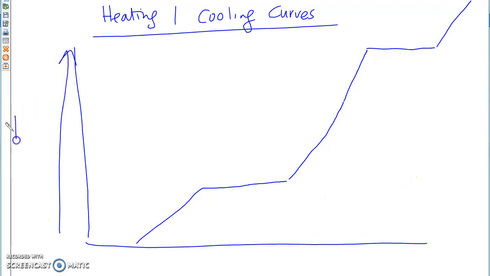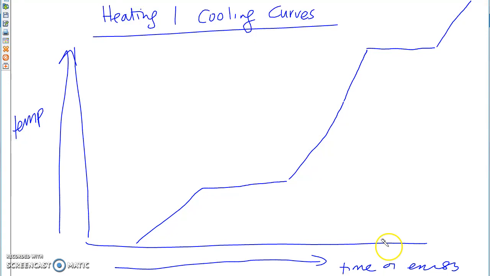So there's your temperature, and there's your time or energy, whatever you want to call it. More energy needed as we go further and further up. So this is when it's in solid state, solid. This is when it's in its liquid state, and this is when it's in its gaseous state or vapor state. Okay, so imagine if we're doing this for water. Of course this is 0 degrees Celsius, and right here it's 100 degrees Celsius.